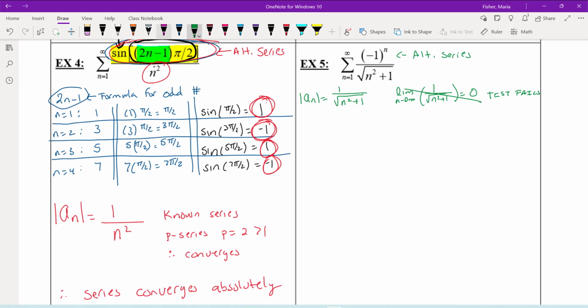So let's determine what we should compare it to. What is the leading term of the numerator? 1. What is the leading term of the denominator? The square root of n squared. And the square root of n squared is just n, so this is 1 over n. So we're going to compare this to the sum from n equal 1 to infinity of 1 over n. That is a p series. There your p is equal to 1, therefore you know it is going to diverge. What you need to do now is decide whether you're going to do the limit comparison test or the direct comparison test. Since we did direct comparison test on example 3, let's go ahead and try the limit comparison test.